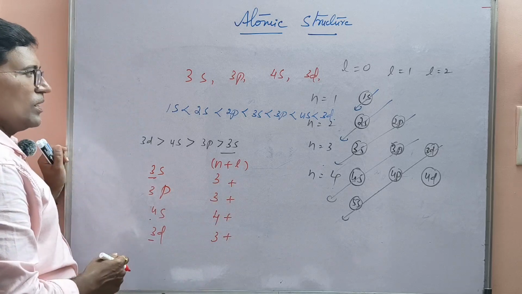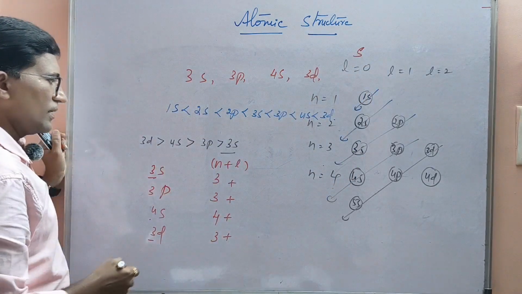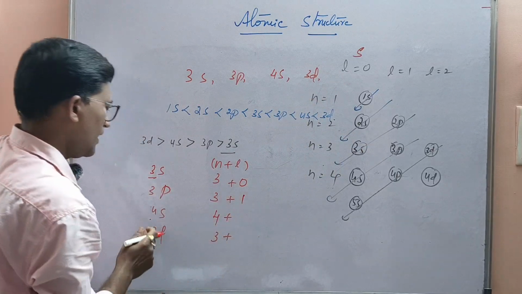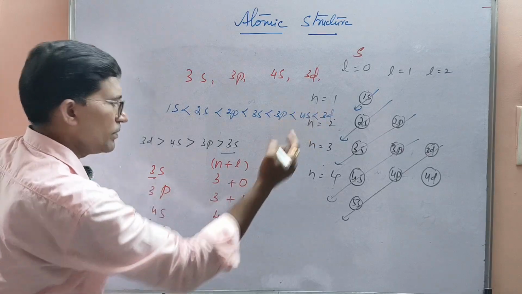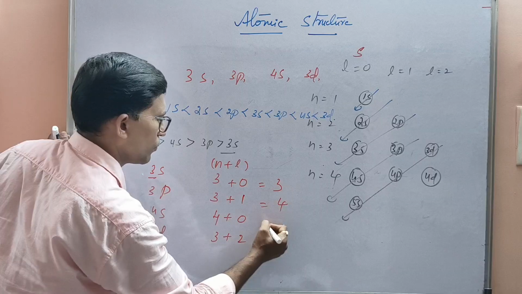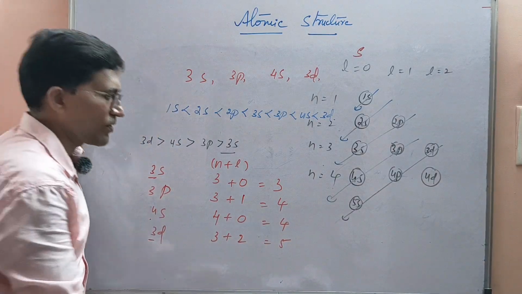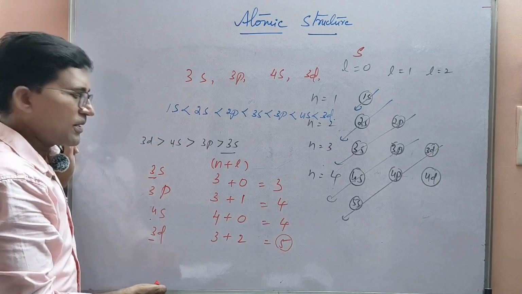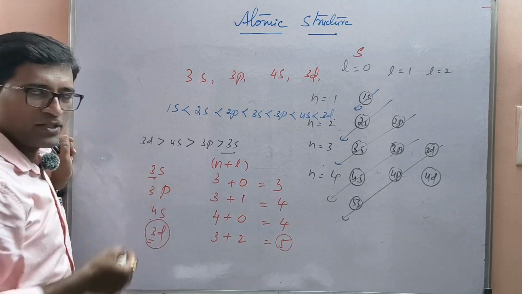Plus l value. I told you already. If l is equal to 0, which orbital comes? s orbital. If l is equal to 1, which orbital is coming? p orbital. If l is equal to 2, which orbital? d orbital. So the n plus l values are 3, 4, 4, 5. Now based on these values we can understand very easily. Among all these, which has the highest n plus l value? 3d. Because of that, 3d has more energy.